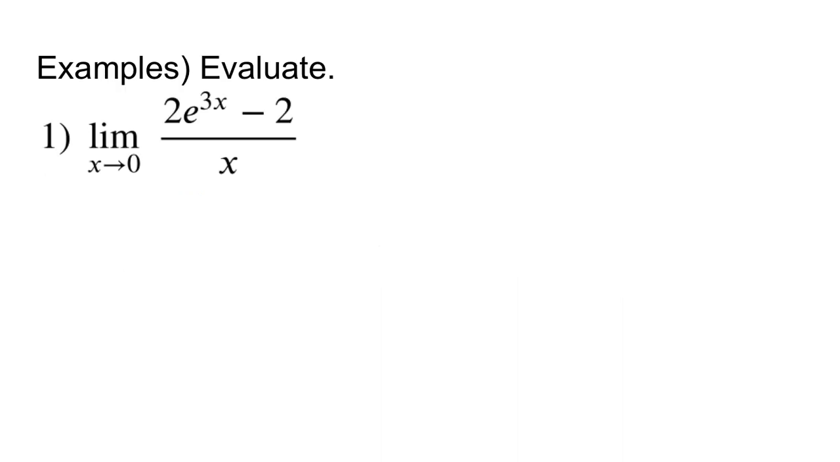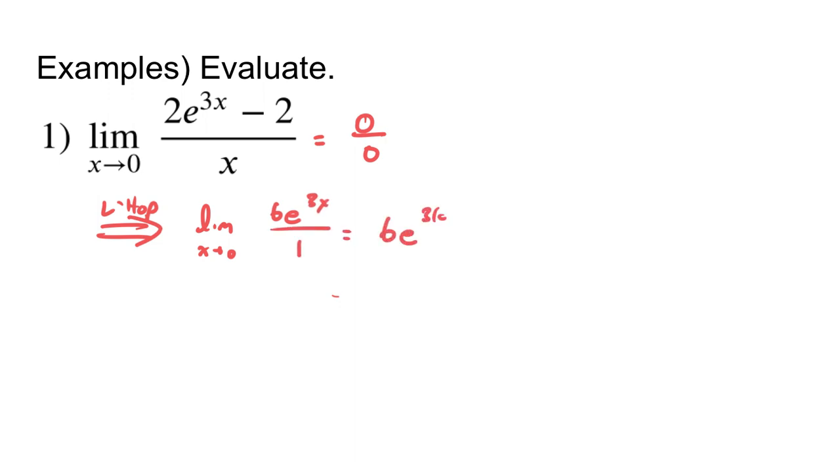Let's go through a couple more. So here, 2e to the 3x minus 2 over x, and we're evaluating the limit as x approaches 0. When I plug this in, I actually end up getting 0 over 0. You could probably see that. So then we're going to apply L'Hopital's rule. And let's see here, that will get me the limit as x approaches 0 of 6e to the 3x over 1, which I can easily plug 0 into and evaluate that limit now. I end up with the answer of 6.